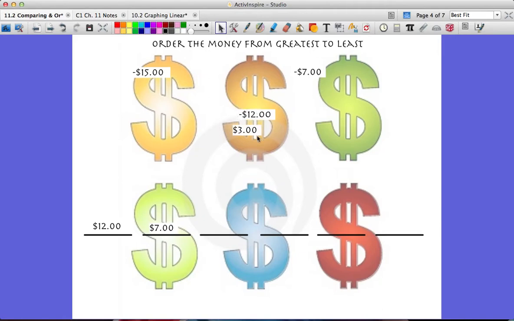The next would be $3. And then somebody who owes $7. And then somebody who owes $12. And last but not least, somebody who owes $15. So like I said before, this part up here should all make sense to you. You've been working on this for a while. The negatives, it's kind of like it goes backwards.